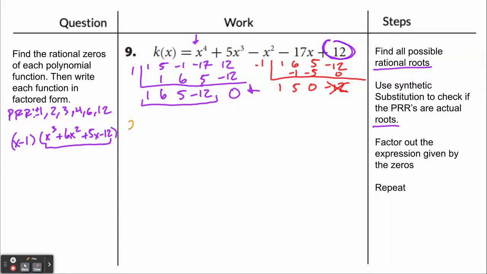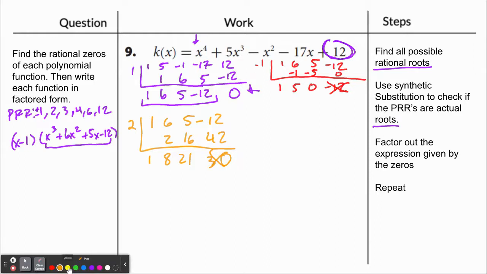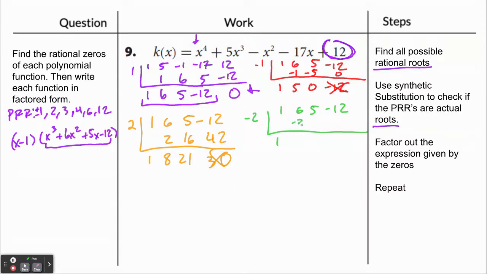Let's go ahead and try 2. I'm just going down the line here. 1, 6, 5, and -12. Bring down the 1. Multiply. Add. Multiply. Oh gosh, add. This isn't helping. 42. So, okay, this didn't help us either. Let's try -2. So 1, 6, 5, -12. It gets a little bit tedious here, but it's not super difficult because we're just multiplying and adding. Hopefully it's not too tough. And we do not get 0 here. Sorry, we get 6. So that is not a root as well.